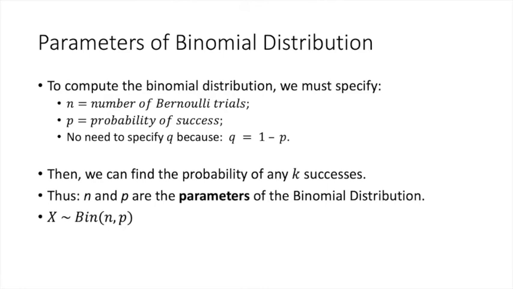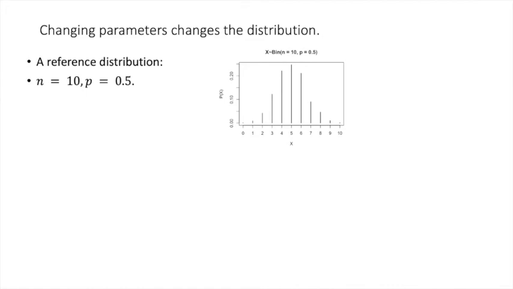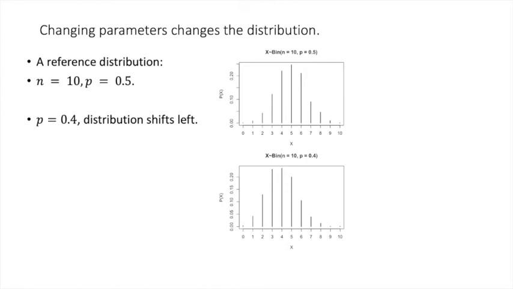Therefore, when we write this that appears on your screen, we mean to say that x is a random variable that follows a binomial distribution with n Bernoulli trials and p as the probability of success. Now, because n and p are the parameters of a binomial distribution, changing their values changes the distribution. For example, consider a reference distribution on your screens with n equals 10 and p equals 0.5. Then if we decrease p to 0.4, the distribution shifts to the left. This means smaller number of successes are more common. This makes sense because p equals probability of success and it has just become smaller.